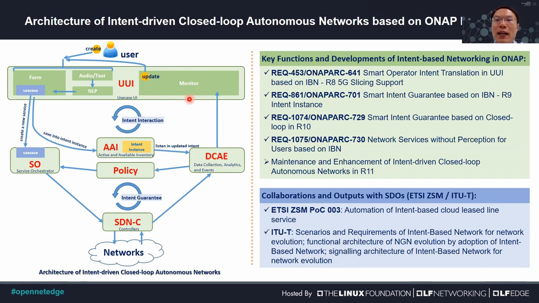Based on the previous releases in ONAP, we have proposed four requirements towards this architecture, and we have already finished the intent translation function in the Honolulu release, and in the Istanbul release, we have worked on the intent management function based on intent instance in AI. And in the Jakarta release, we have provided the intent guarantee closed loop based on the current use cases of ONAP, as well as a proposal of the network service without perception for users functions based on intent-based networking. In the next release, we will provide a full architecture and demo of the intent-driven closed-loop autonomous networks.